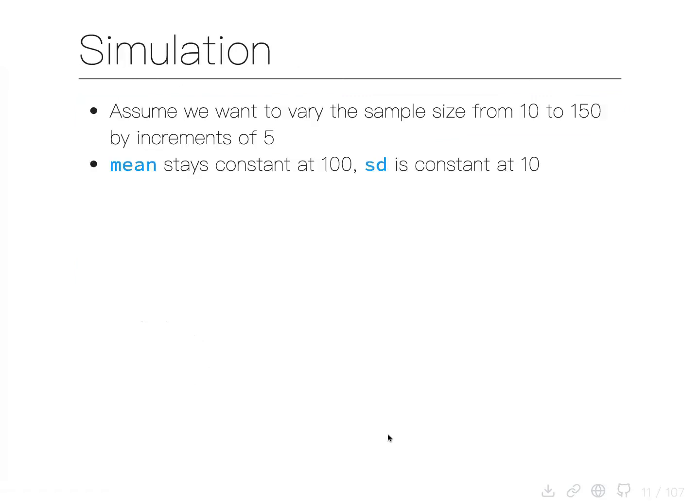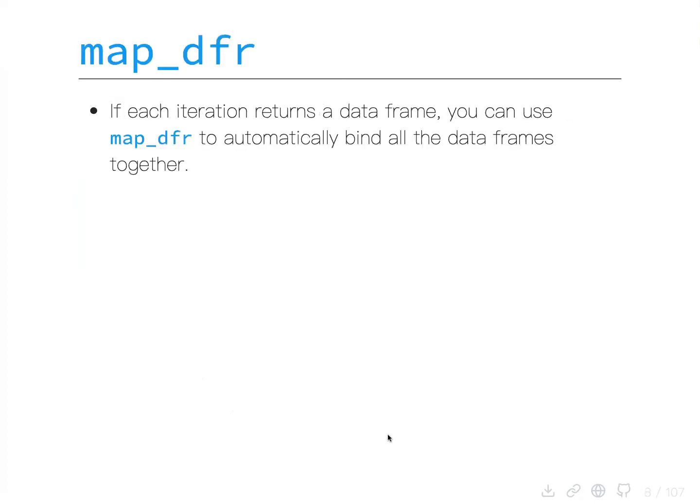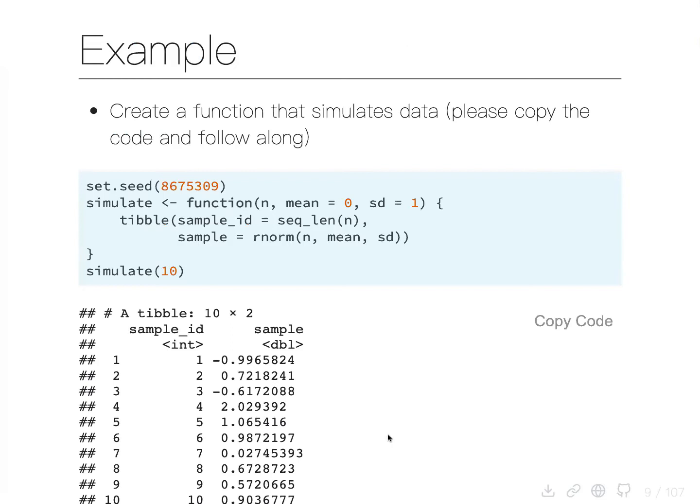So assume we want to use this function and vary the sample size from 10 to 150 by increments of 5. This is very similar to what we've done in the past. Yep. Can I just clarify something really quick? In the way you define your function, n equals 0 and those are kind of like the defaults?